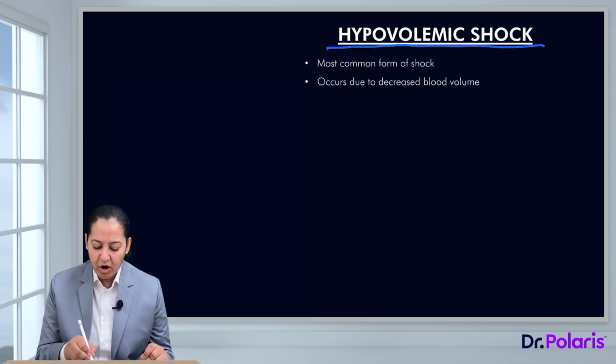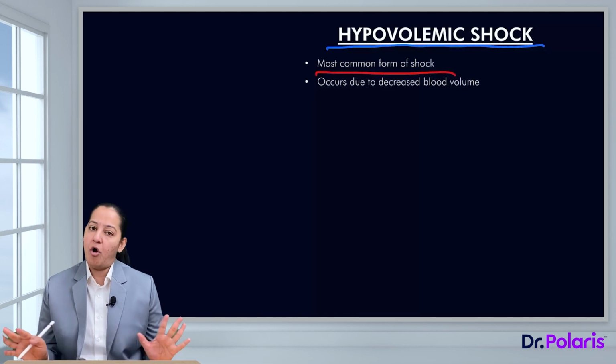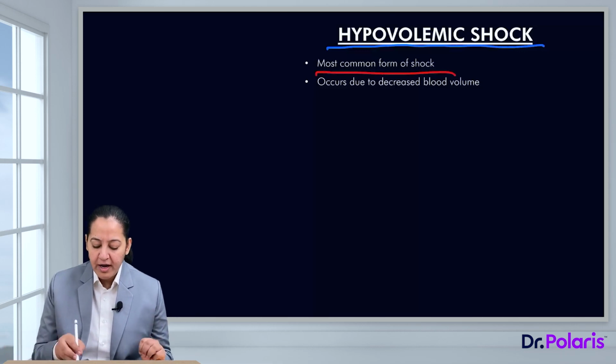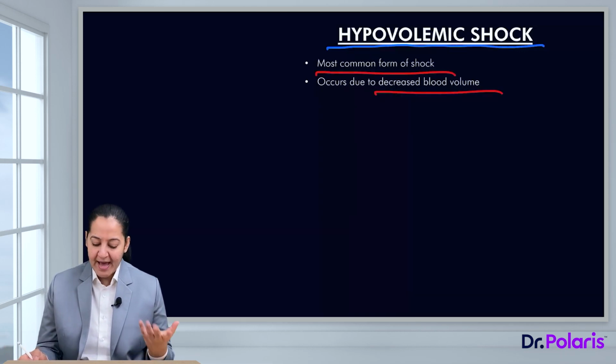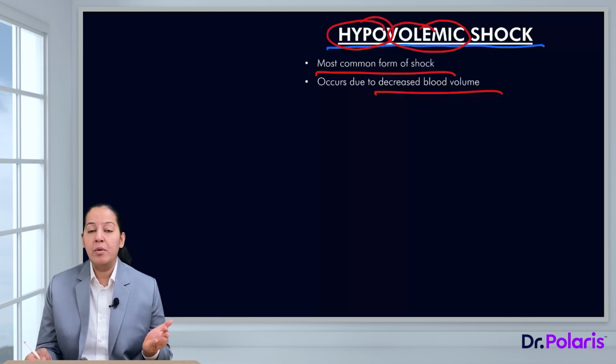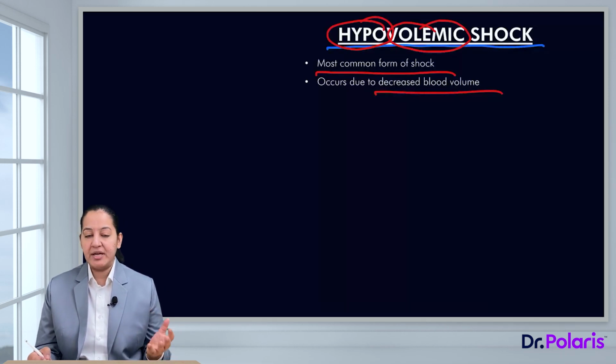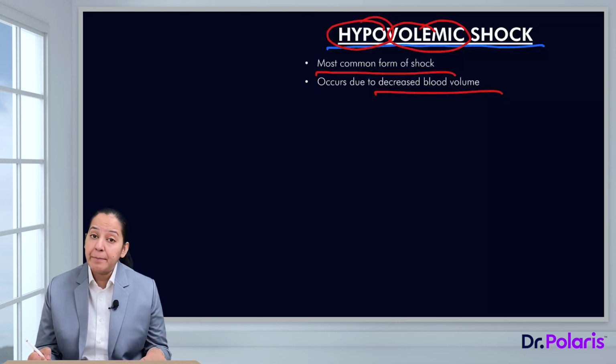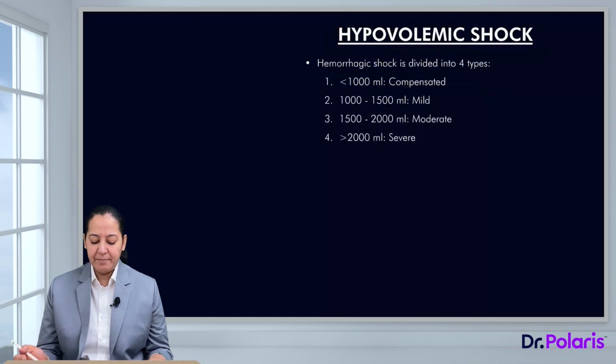Hypovolemic shock is the most common type of shock out of all the 3 important causes of shock. It occurs due to decreased blood volume. As the name indicates, hypo means decrease, volemic means volume, less volume of blood. As I have told you, humans have 5 liters of blood. Now, due to blood loss or dehydration, if less than 5 liters of blood is present in the human body, it can lead to hypovolemic shock.